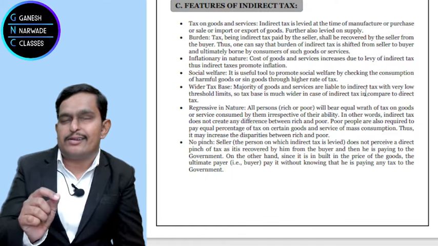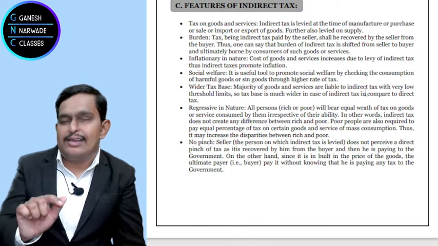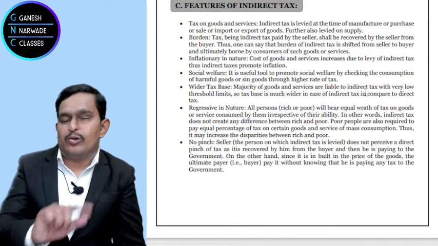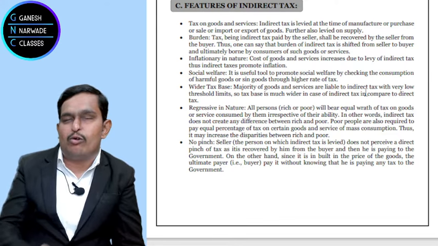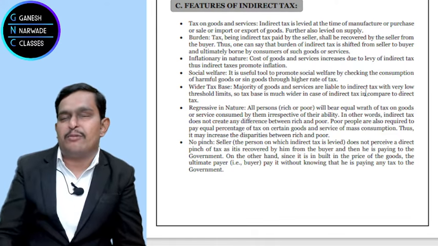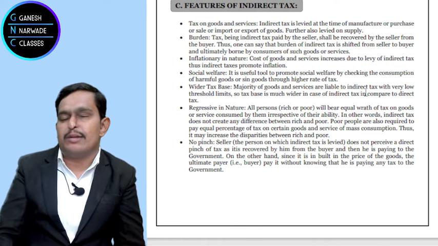Tax on goods and services. Second one, burden. Third one, inflation. Inflationary. Fourth one, social welfare. Fifth one, wider tax base. Sixth one, regressive. Seventh one, no pinch. 4 marks question may come. Features of indirect tax. You said it quickly, and now you are able to remember.